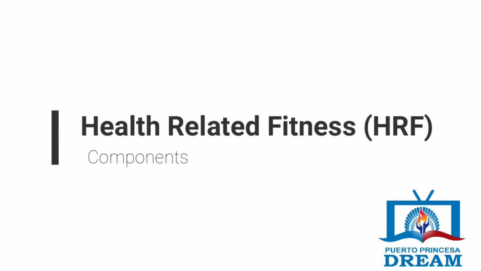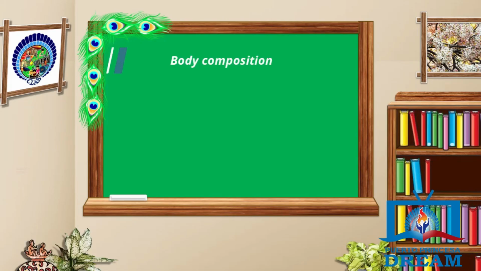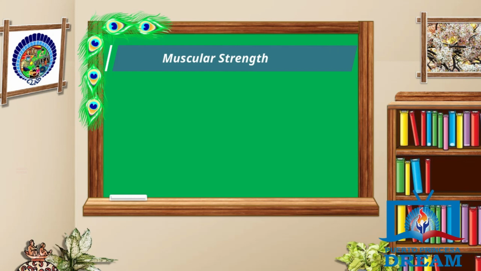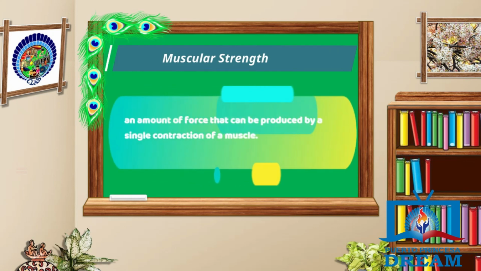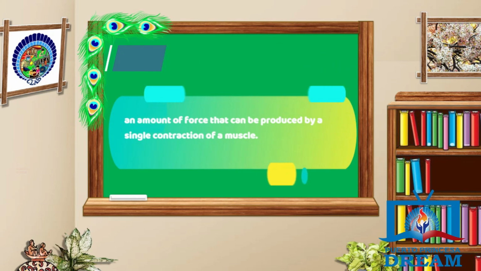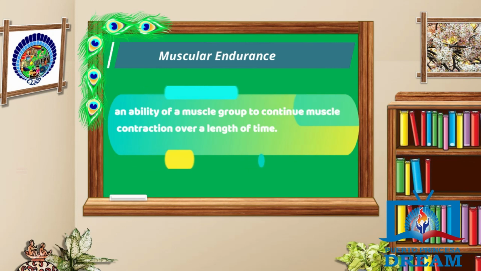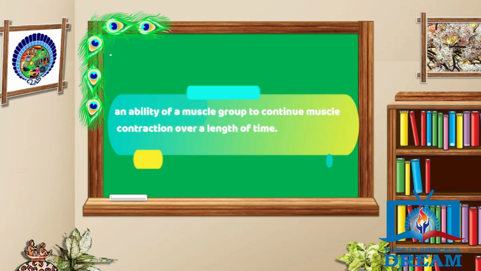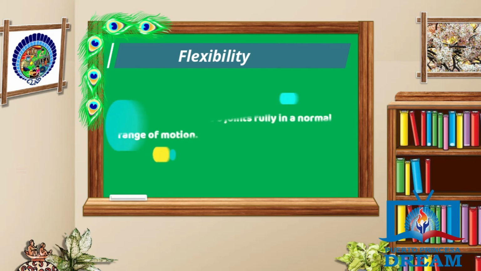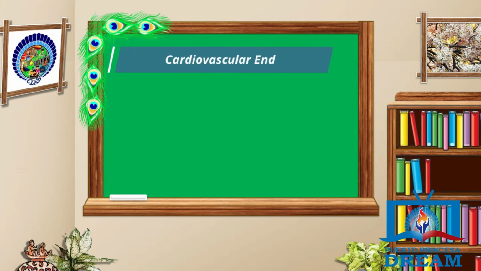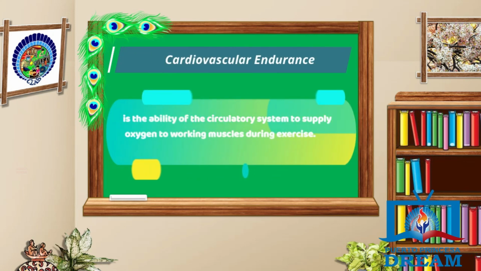Health-related fitness components. Here they are. 1. Body composition. A relative percentage of body fat compared with lean body mass. 2. Muscular strength. An amount of force that can be produced by a single contraction of a muscle. 3. Muscular endurance. An ability of a muscle group to continue muscle contraction over a length of time. 4. Flexibility. An ability to use one's joints fully in a normal range of motion. 5. Cardiovascular endurance is the ability of the circulatory system to supply oxygen to working muscles.